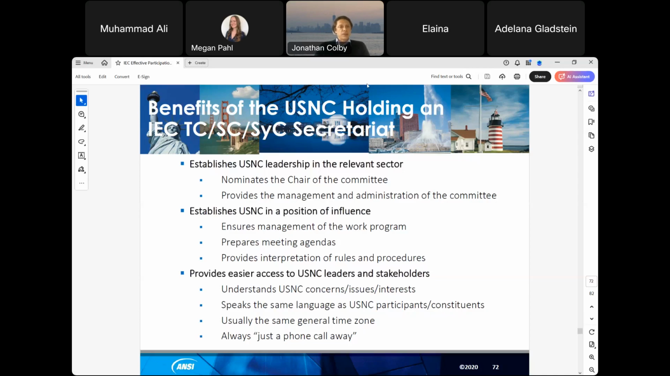As the secretariat, you provide the management and administration of the committee. It establishes the US in a position of influence. You're directly involved in managing the work program, in preparing the meeting agendas, and you're directly responsible for providing interpretations of rules and procedures. And when the US has the secretariat, it provides easier access to USNC leaders and stakeholders.